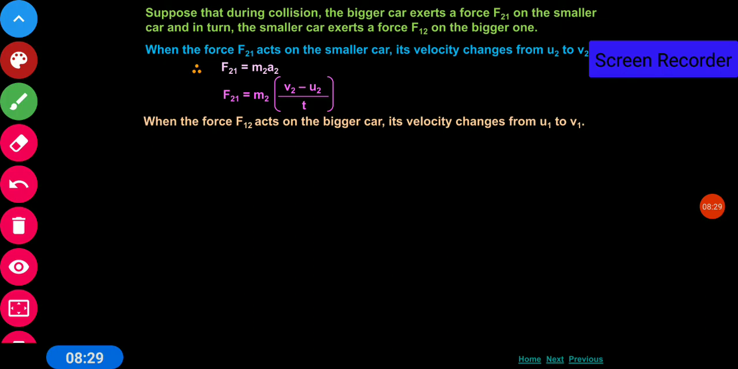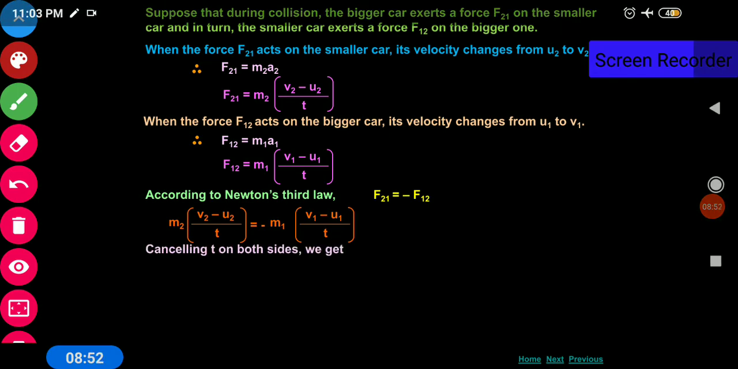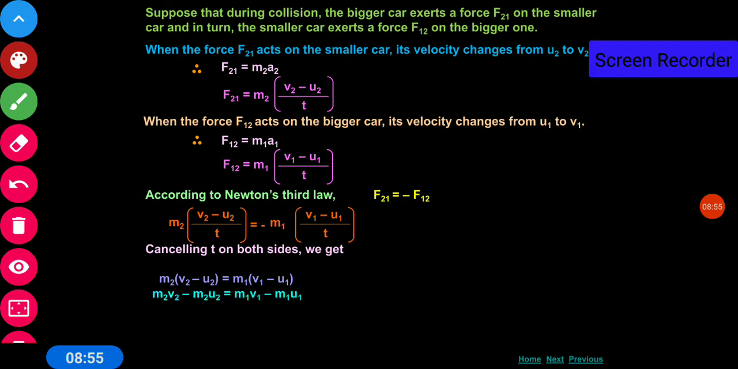When the force F12 acts on the bigger car, the velocity changes from u1 to v1. In that case F12 is equal to m1a1, and in place of a1 we can write (v1 minus u1) upon t. Now according to Newton's third law, F21 is equal to minus F12. So let us put the values of F12 and F21 here, cancelling the t from both sides. Rearranging the terms, we get m1v1 plus m2v2 is equal to m1u1 plus m2u2.